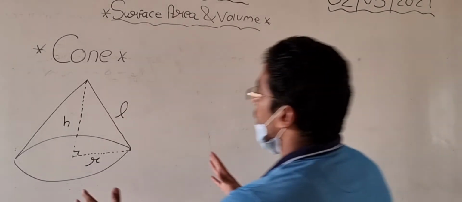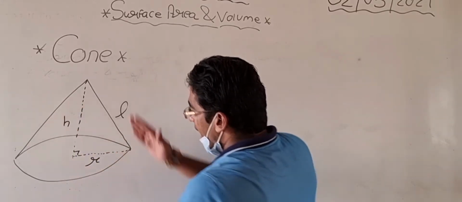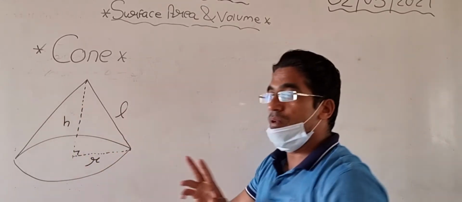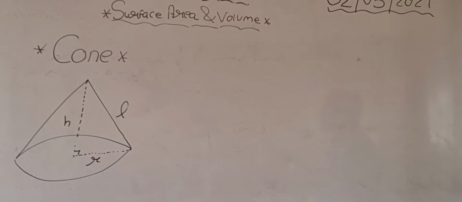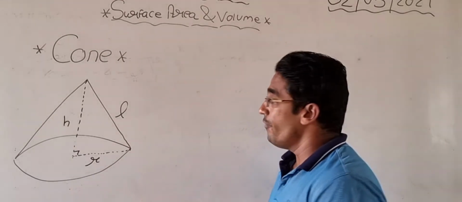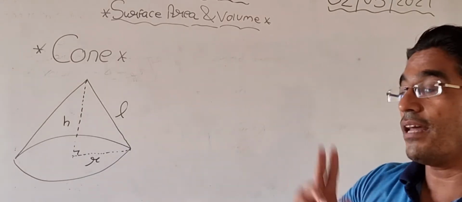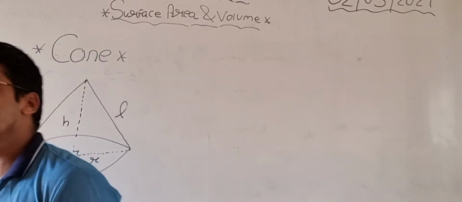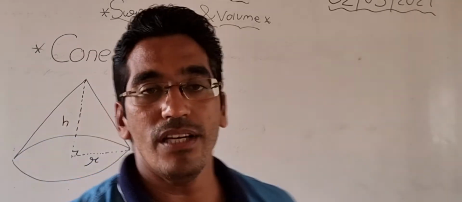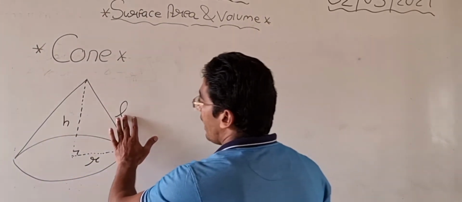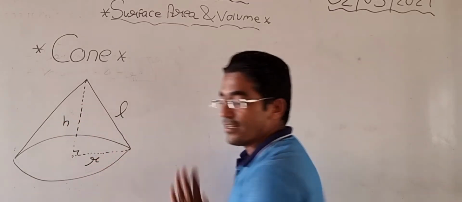Now if you observe the figure, in a cone there are two heights, perpendicular height h and slant height l. Again, a cone is a figure which has a curved surface. So there will be two areas for a cone, that is curved surface area and total surface area. To begin with, we will see the relation between l, the slant height, h, the perpendicular height, and r, the radius.